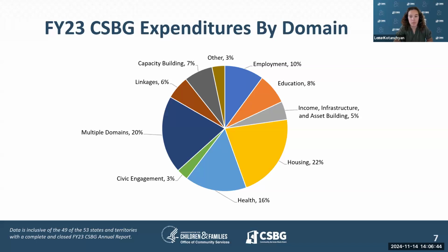I want to draw your attention to the CSBG expenditures by domain reported by eligible entities in fiscal year 2023. You can see that housing and health were the largest domains with 22% and 16% respectively. And that is the trend that we see when we aggregate the national data. However, the expenditure breakdown might look very different in your state or your agency, so you might find it useful to compare your data to the national aggregate. This information is shared through the report to Congress and ad hoc data requests that OCS may receive from other federal offices. So your data collection efforts with the annual report are critical in shaping the CSBG story.